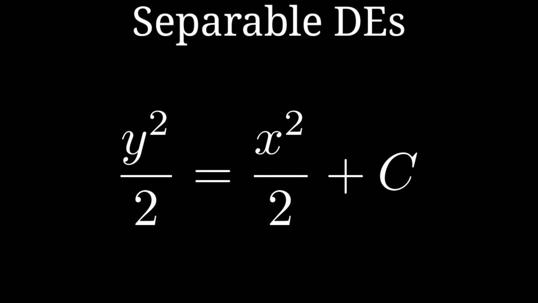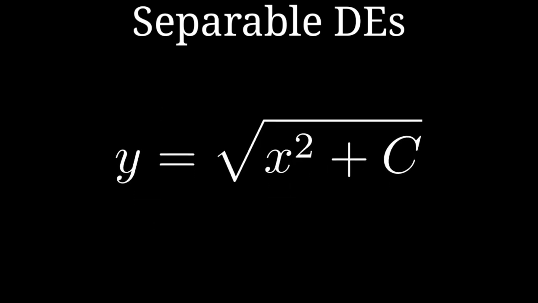This is the implicit solution. Now we can simply get rid of the 1 by 2 by multiplying both sides by 2 and then taking the root of both sides, which would give us y equals under root of x square plus c. This is the explicit solution for the differential equation.